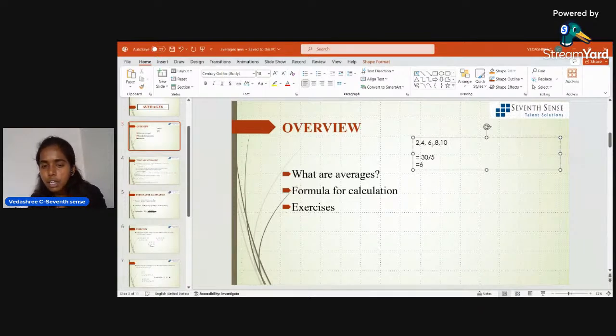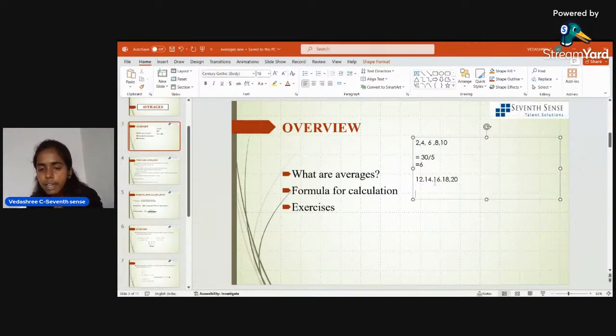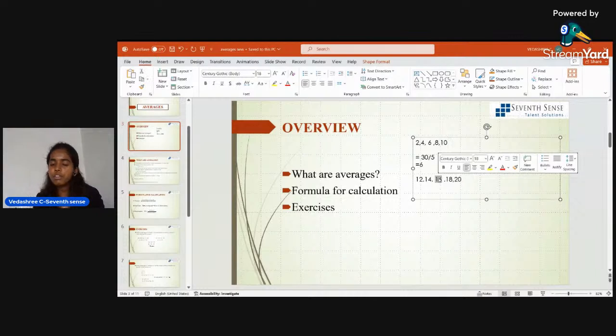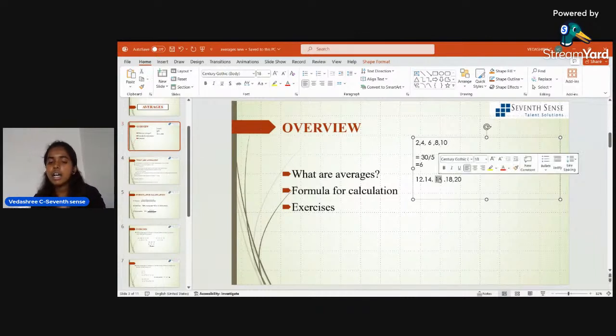So again, the middle number is always the average for all consecutive even numbers. If we take it from the middle, that is 12, 14, 16, 18 and 20. For this also, always the middle number for all consecutive even numbers will be the average. We can calculate by using the formula also, or else we can directly write the middle number as the average.